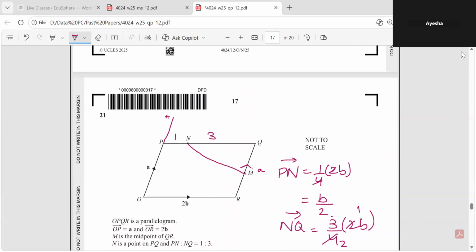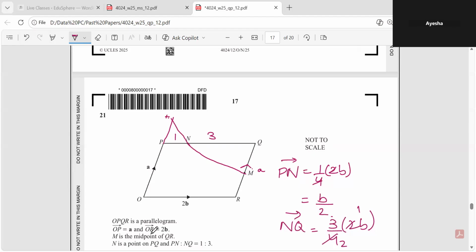And they said MNX this way. It's going to be a straight line. Although I did not make it a proper straight line, you have to make a proper straight line so that this is going to be a straight line. Okay, so the position vector of OX, we have to calculate OX.